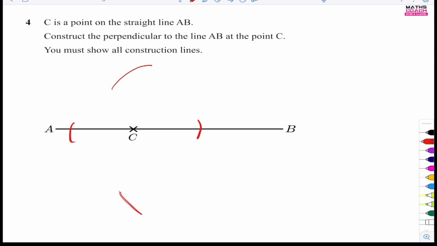But that's what you should have. So one arc there, one arc there. This is what you should have of your construction lines. And then all you do, guys, is just get a ruler and join a point through like that.